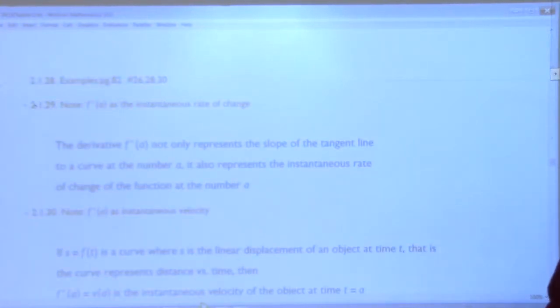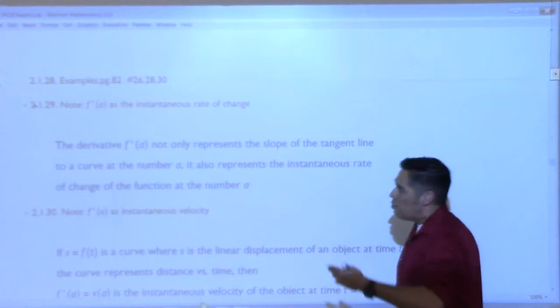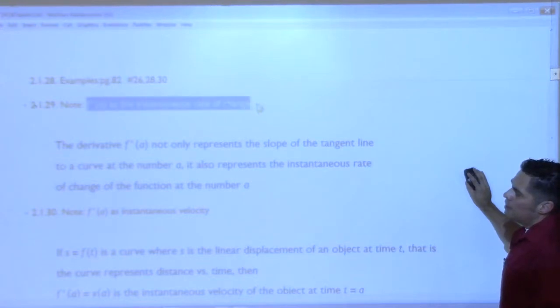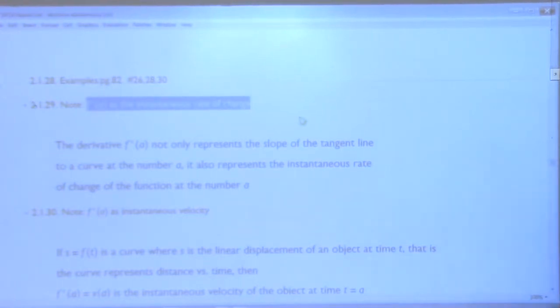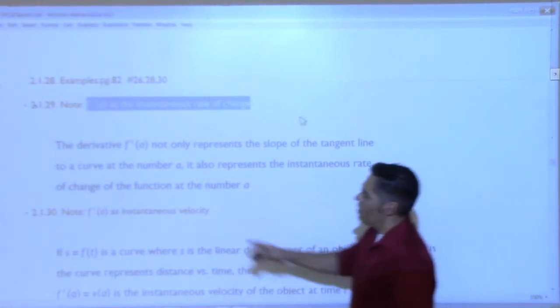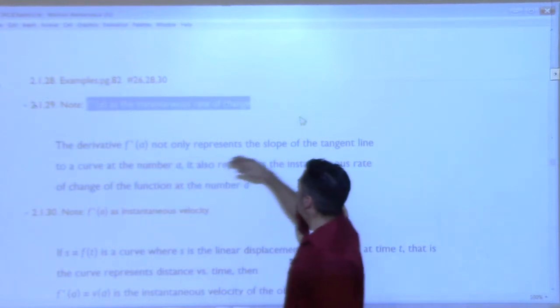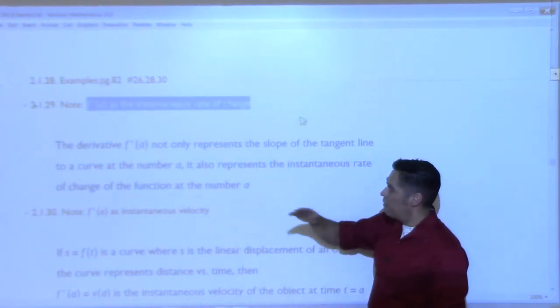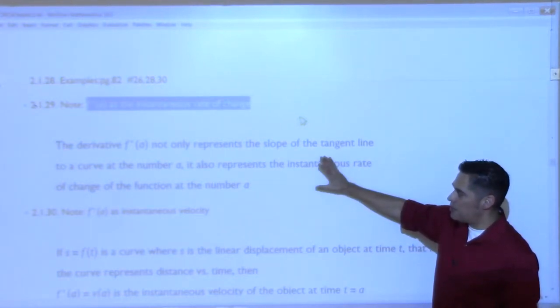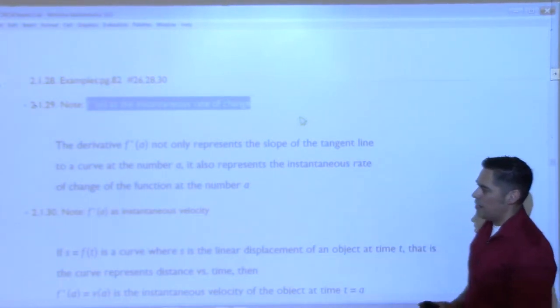Now, some language and some consequences of this derivative. F prime of a is referred to as the instantaneous rate of change of the function. I've already said this; this is how I introduced it. But just to be clear, the derivative, f prime of a, not only represents the slope of the tangent line of a curve, it also represents the instantaneous rate of change of the function. So, just repeating myself, but it's here in the notes, so you've got it.